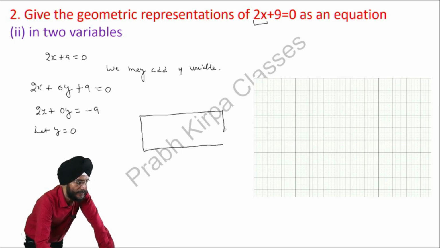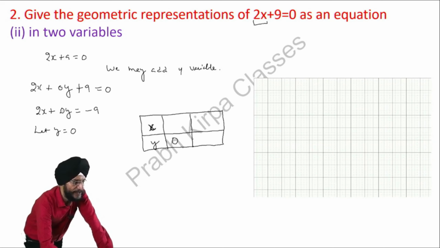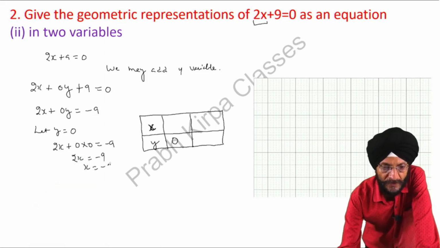We will form here a small table where we will write the solutions or the values which will be arrived at. Here we have assumed the value of y is equal to 0. When the value of y is 0, what will happen? 2x plus 0 into 0 is equal to minus 9. 2x is equal to minus 9. x is equal to minus 9 over 2, which is minus 4.5.